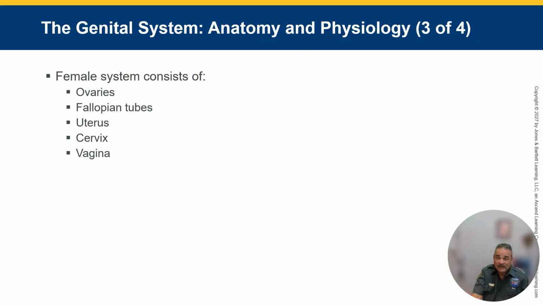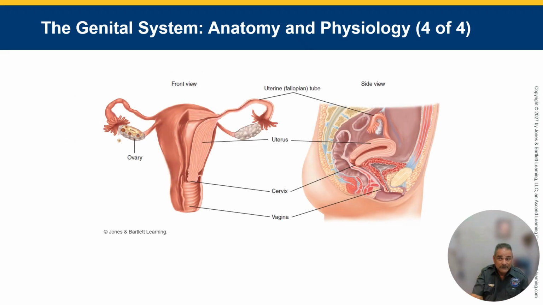The female system consists of the ovaries, the fallopian tubes, the uterus, the cervix, and the vagina. The ovaries produce sex hormones and specialized cells for reproduction. There are cross-sectional views. These figures show the female reproductive system.